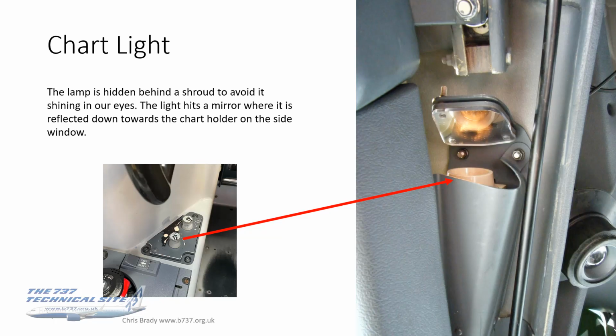Chart lights. The photo on the right, if I explain it, is taken looking upwards, from your left armrest looking up, and you can see the light there hidden behind a shroud. That's to avoid the light shining in our eyes, because it's quite near our eyes. It then reflects from that mirror down toward the chart holder on the side window. So that's how that works. And there's a little adjustment screw there, which you can see sticking out, just to adjust the angle of the mirror in case it no longer shines at the chart.